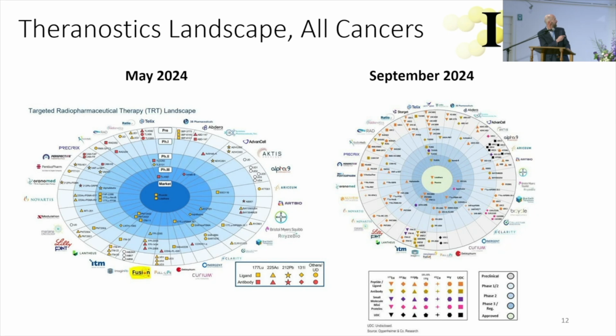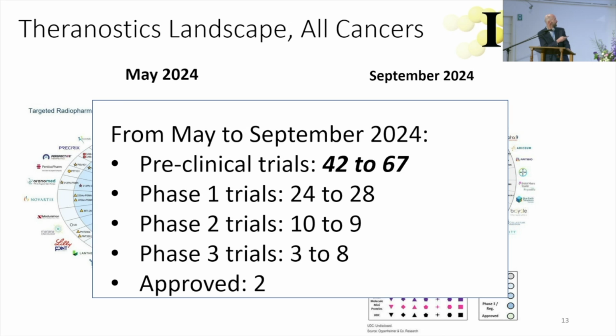And this was in May, and this is very similar from this month. And to me, this looks a little busier. And if you actually count what's going on, you get this. And actually, in the last several months, the number of registered preclinical trials has increased from 42 to 67. So this is moving really quickly.